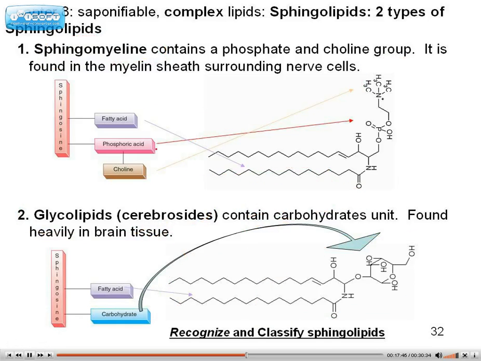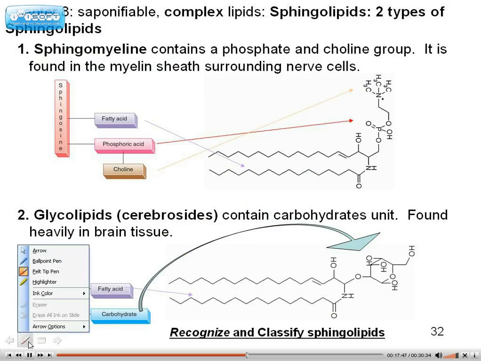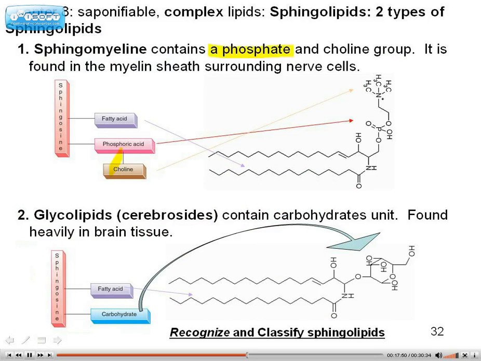A sphingomyelin, I'm going to use my highlighter, contains a phosphate and choline group. So the minute you see this part right here, recognizing it, you can give the name sphingomyelin. It's a nice insulating sheath that's applied on nerve cells to make sure you maintain your voltage on the nerve cells. So think of it as a rubber covering on a wire, so to speak.